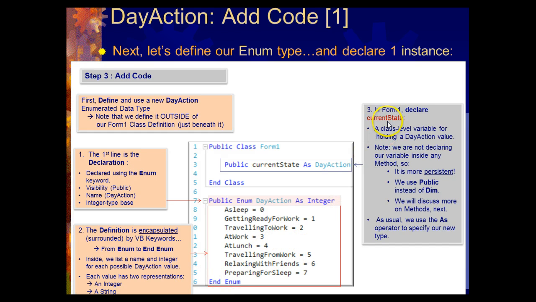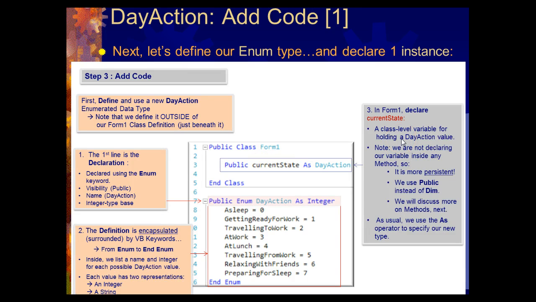In Form 1, declare the current state. So the type of variable is called a day action variable. We're creating a new type of variable. We're not creating the variable here. It's a type of variable. Then, once we have that type, just like we have integer types and doubles and strings and so on, we have now another type called day action. Then we're going to create a new instance of that type of variable, a new example of that type of variable, and that's called current state.